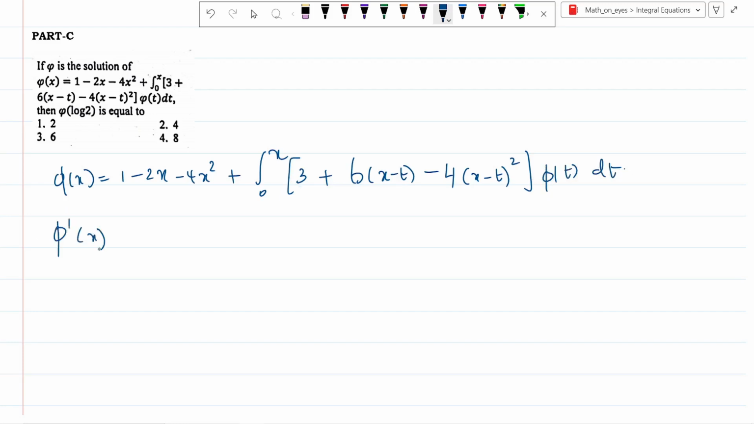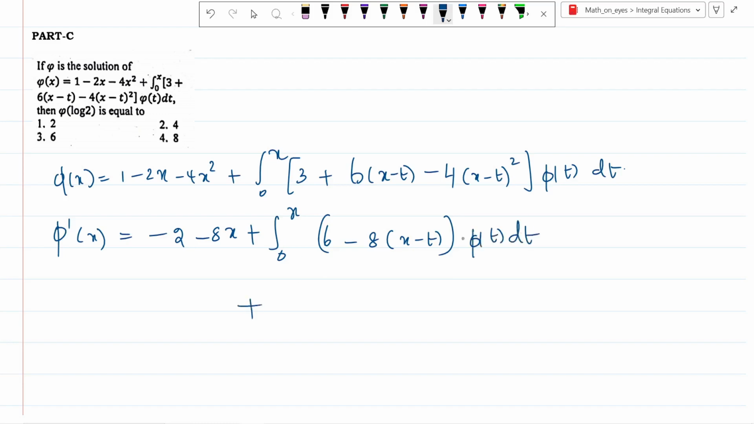Take a differentiation by using Leibnitz rule. This is minus 2 minus 8x plus integral 0 to x. Differentiation of 3 is 0. Differentiation of 6 into (x minus t) is 6 simply. And similarly here it is minus 8 into (x minus t), the whole thing into phi of t dt. The upper part will give us 3 plus 6 into (x minus x) minus 4 into (x minus x) the whole squared, everything into phi of x. And the lower limit is 0, so you'll have minus 0 simply.